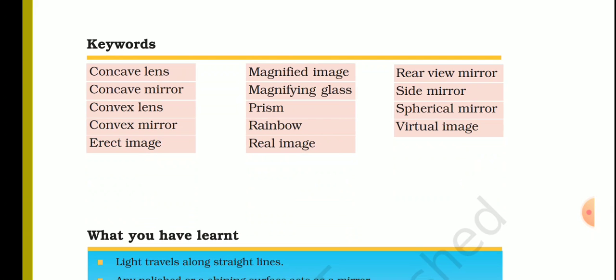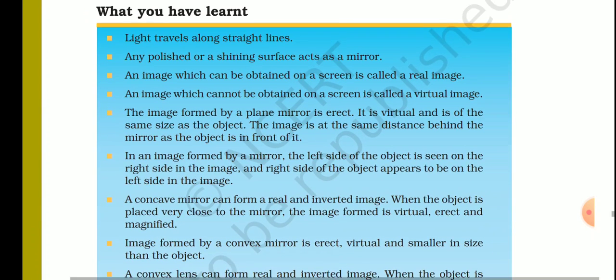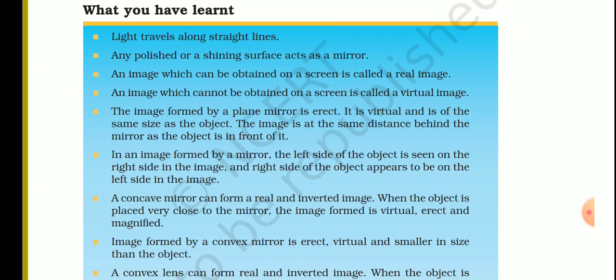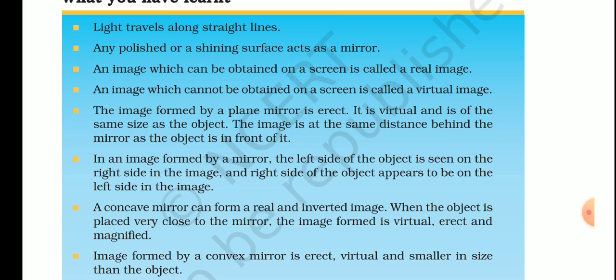Now let's discuss what you have learned. First, light travels along straight lines. This we have already discussed. Second, any polished or shining surface can act as a mirror. Third, an image which can be obtained on a screen is called a real image. An image which cannot be obtained on a screen is called a virtual image. We have already discussed it. Very important again, an image which can be obtained on a screen is called a real image, and one which cannot be obtained on the screen is called a virtual image.